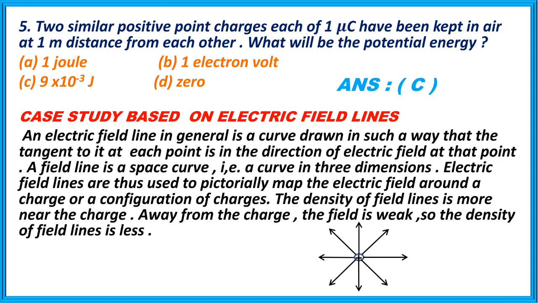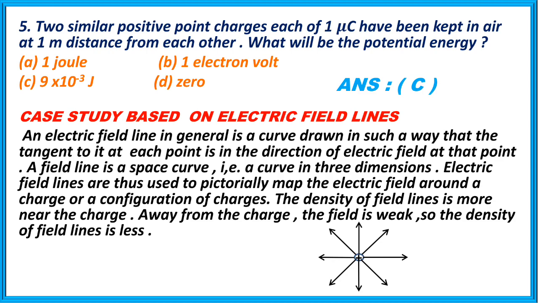Then you try to give the correct answer. An electric field line in general is a curve drawn in such a way that the tangent to it at each point is in the direction of electric field at that point. A field line is a space curve, that is a curve in 3 dimensions. Electric field lines are thus used to pictorially map the electric field around a charge or configuration of charges.